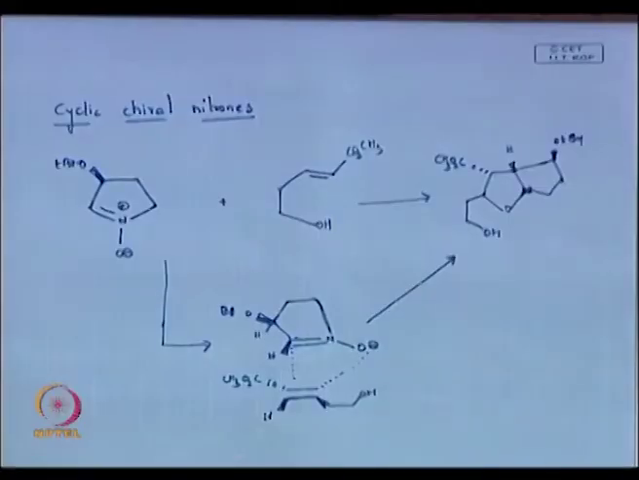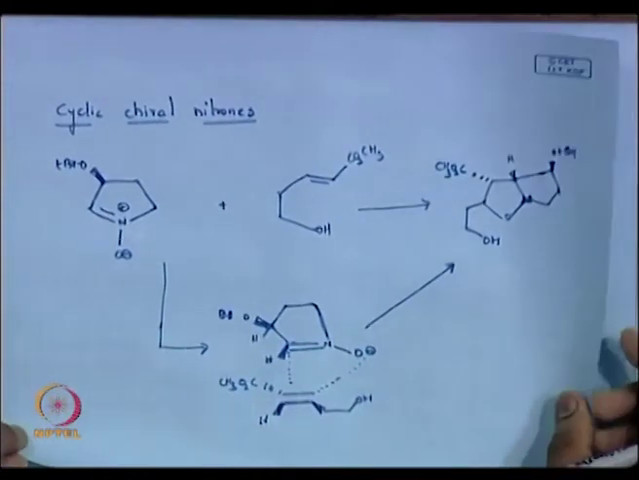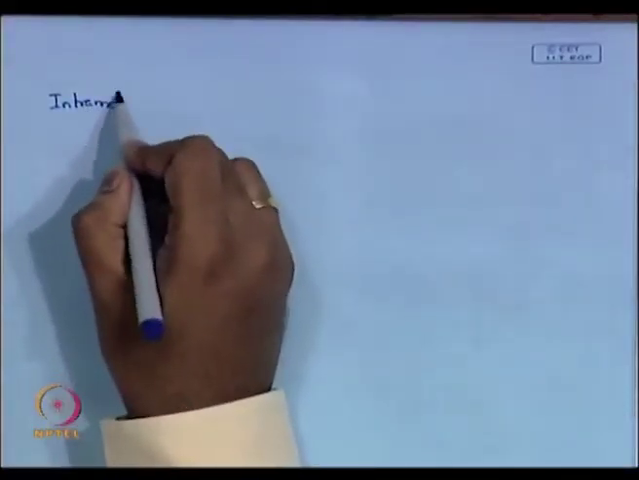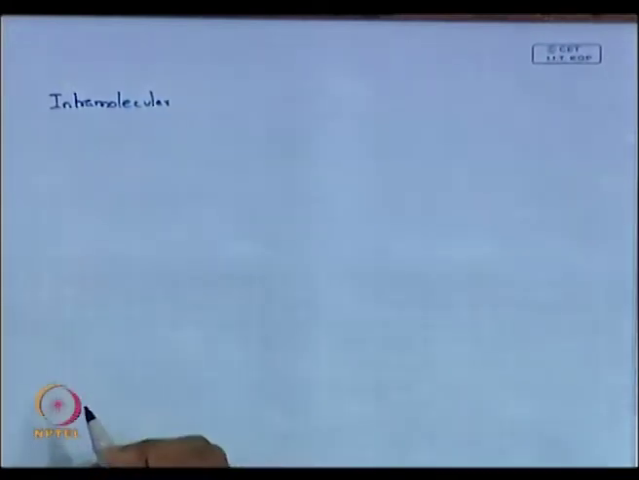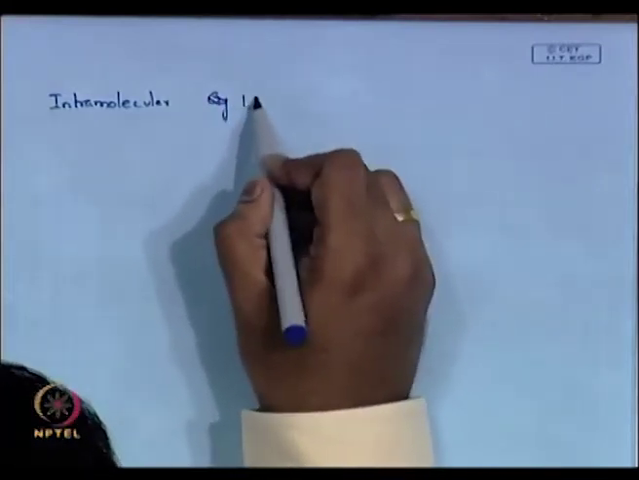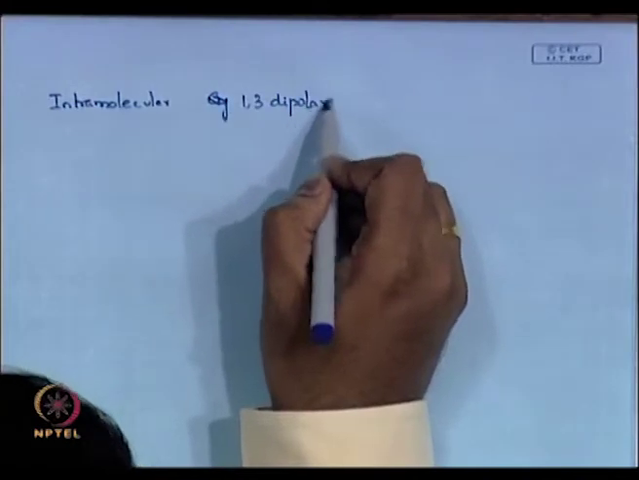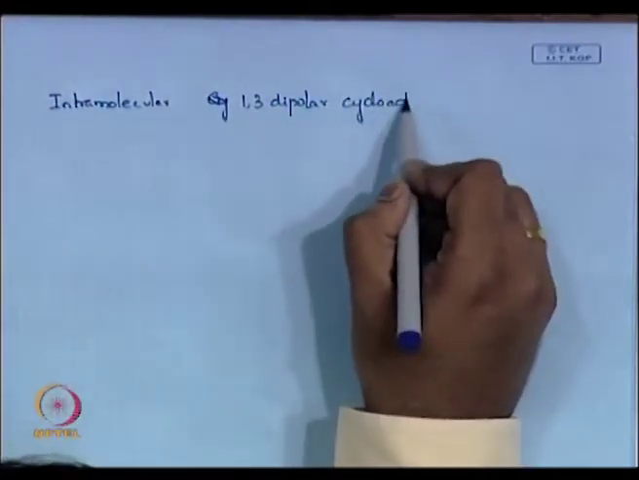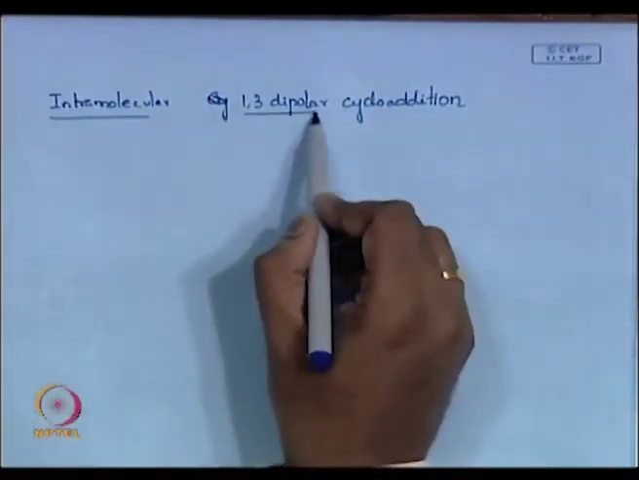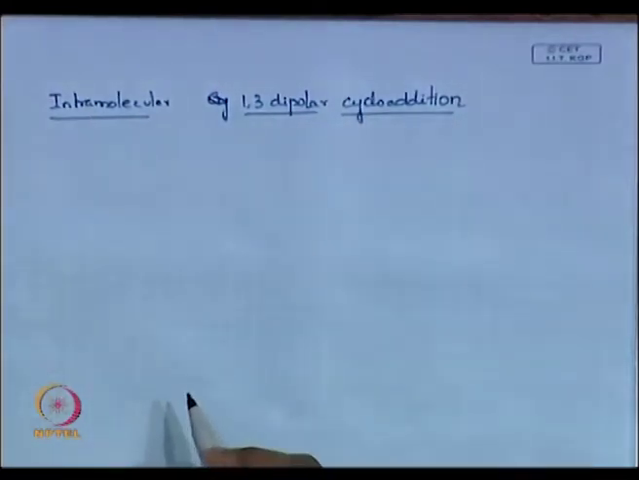Now, another interesting part is intramolecular cycloaddition with chiral nitrones. This type of reaction, you can see a lot of intramolecular cycloadditions, intramolecular 1,3 dipolar cycloaddition. You have studied Diels-Alder also, intramolecular Diels-Alder.